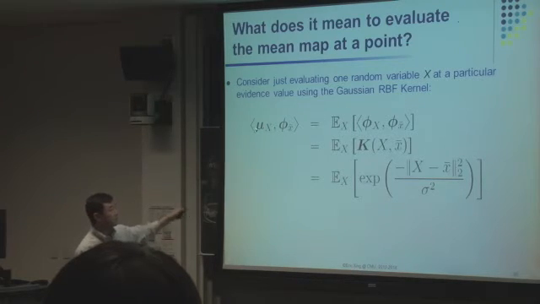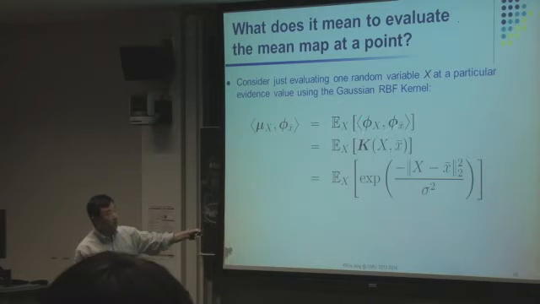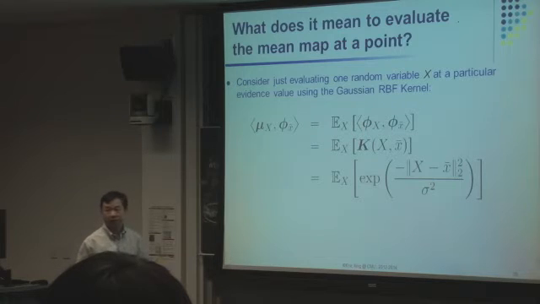Just expand the definition of a mean map. It's equal to the expectation over phi x, okay, which is a random mapping function. And this is the same mapping function, but fixed at x bar. Okay. And this is an inner product between the 2 feature functions. And both of these are infinite dimensional vectors, right? But their inner product is well defined in the Hilbert space. It is the kernel function, right?